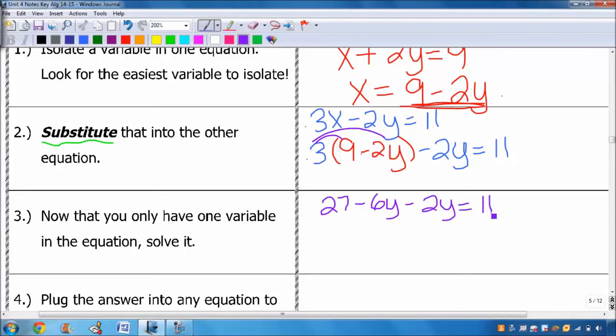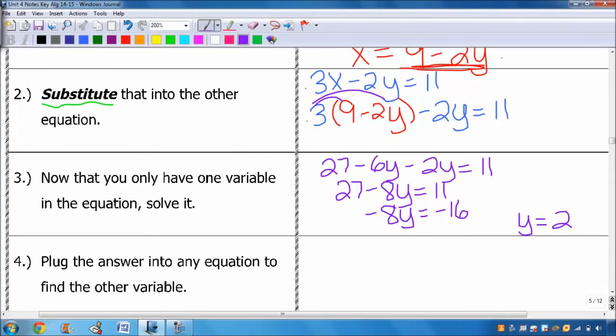Okay? So then I get 27. Combine your like terms, you get negative 8y equals 11. Subtract the 27 from both sides, you get negative 8y equals negative 16, which means that y equals 2 when you divide both sides by negative 8.